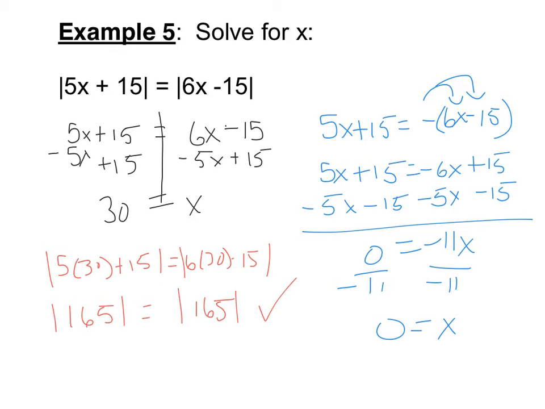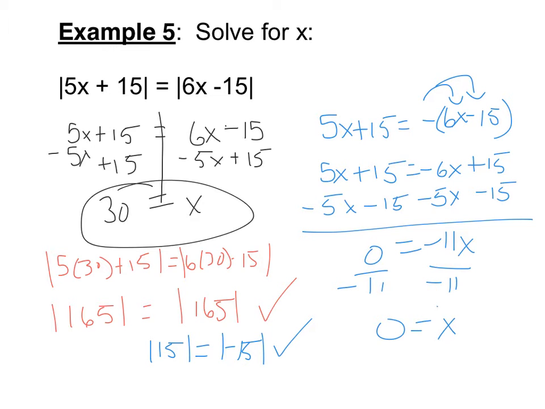Check. You plug in 0, you're going to end up with absolute value of 15 equals absolute value of negative 15. That is also true, so we're good. But you don't have to plug them in like that, but just mentally go through and do a check. Because it's possible one of them might not work. Okay? Alright, let's look at some more examples.